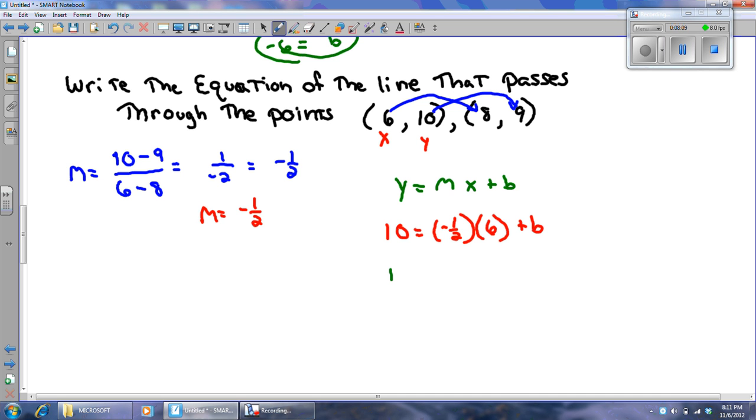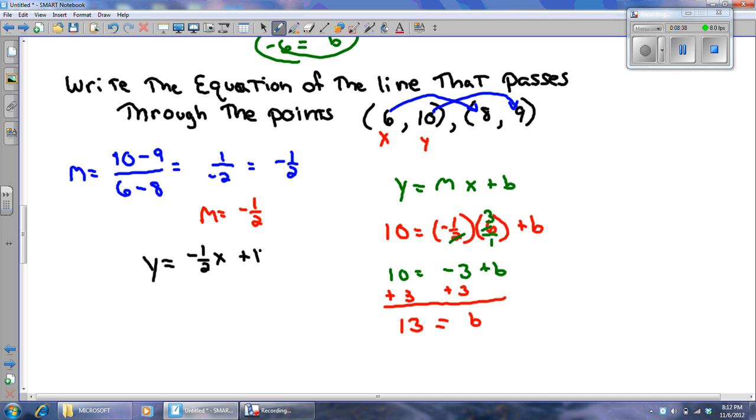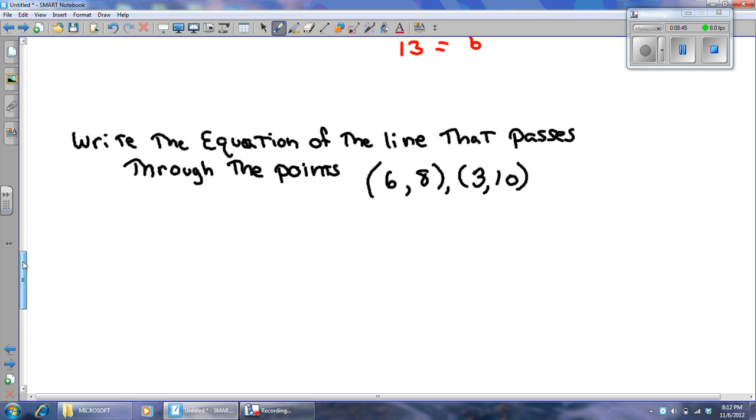I'm going to get 10 equals negative 3 plus b, because negative 1/2 times 6, right? 2 goes into 6 3 times, it's negative 3. Then I'm going to add 3 to both sides, and I get b equals 13. I have my slope, I have my y-intercept, my equation is y equals negative 1/2 x plus 13, and I am done. All right, one more example, and then we'll get you practicing on some of these.